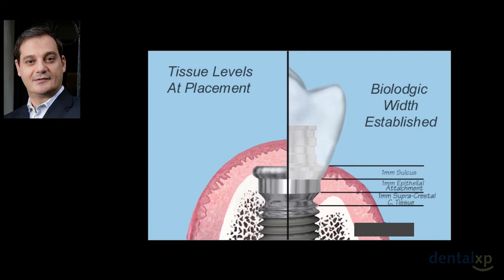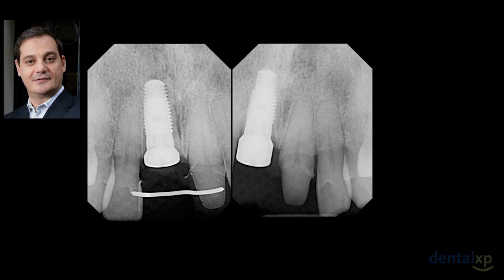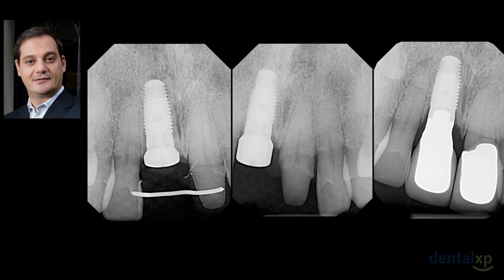We can look at the illustration here, and it shows the presence of the connective tissue, the epithelium, and the sulcus. And if we look at it clinically, this is a case where the implant was placed and the healing abutment was changed, and then when the crown was placed, you can see the resorption of the bone to accommodate the biological width formation.